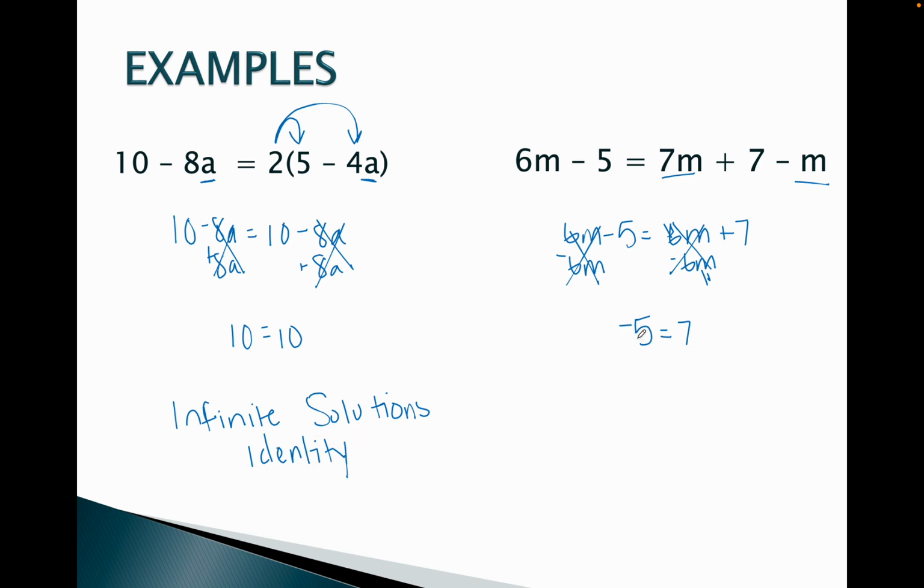On the right-hand side, when you see -5 equals 7, that is something that is never going to be true. So that means that there is not ever any value for m that will make this equation equal. So we say that this equation has no solution. It's impossible to solve.